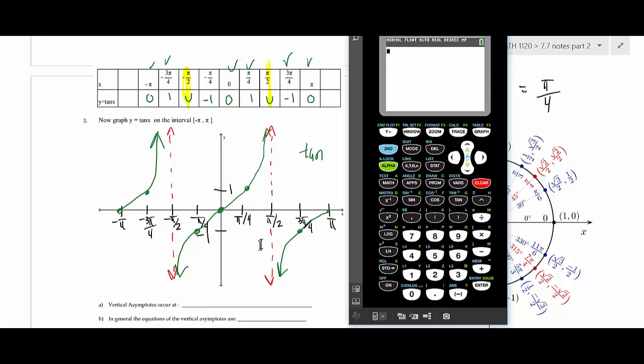So pi over 2 is 90, right? Let me just show you what happens if I did the tangent of 89.99. What kind of number am I getting? A real big one, right? So the idea is if you're barely to the left of pi over 2, tangent just gets big. Does that make sense to everybody? That's the way vertical asymptotes work: x and y have a ratio that gets infinite.